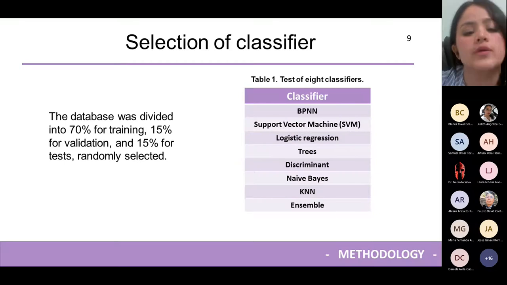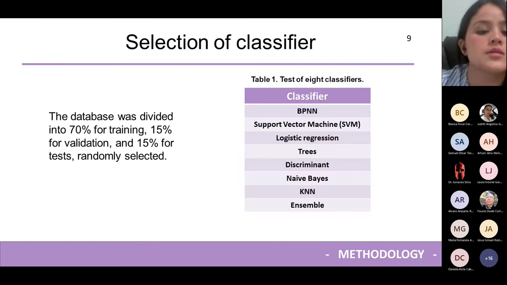For the selection of the classifier, the database was divided into 70% for training, 15% for validation, and 15% for test. Randomly selected, tests were performed with different classifiers, such as a backpropagation neural network, support vector machine, logistic regression, trees, discriminant, naive Bayes, K-nearest neighbor, and ensemble.